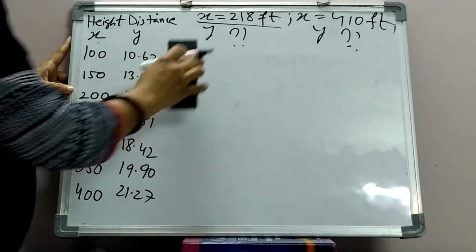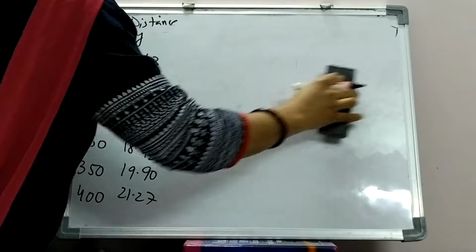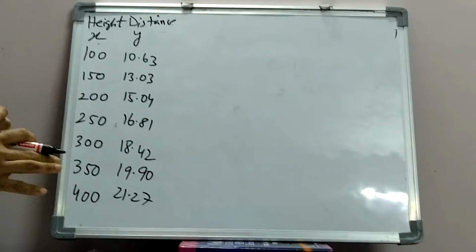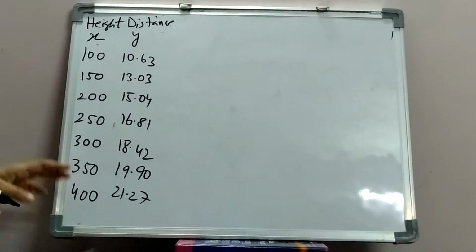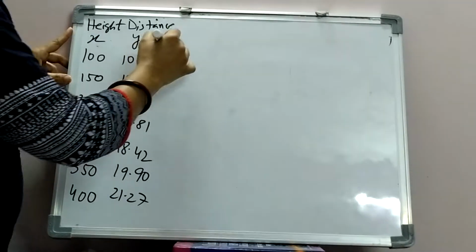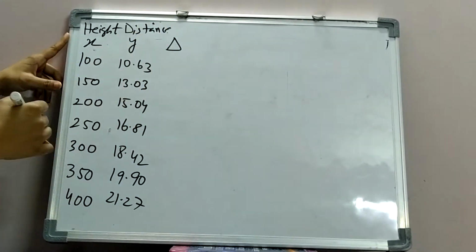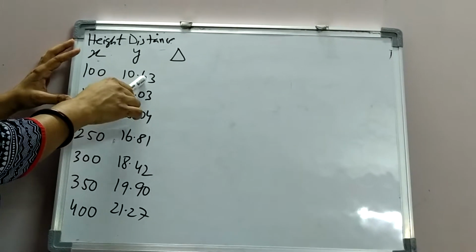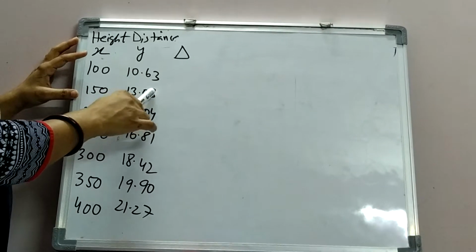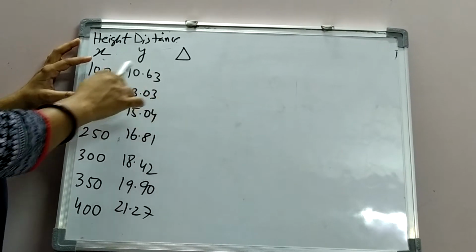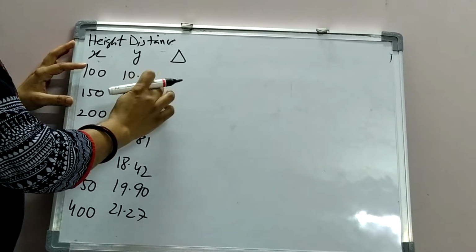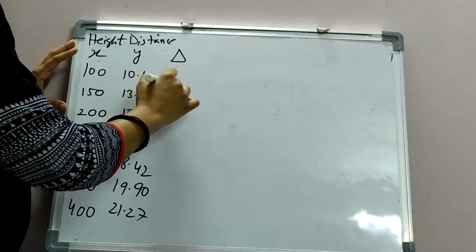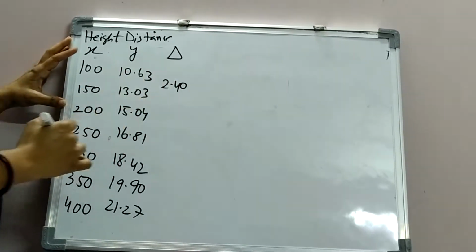So how do we proceed? Let us see. First we can make the difference table with the help of the given data. So first difference, this delta. How do we find it? We take the difference of these two: second term minus first term. And we write the difference in the middle of the two. So this will be 2.40.